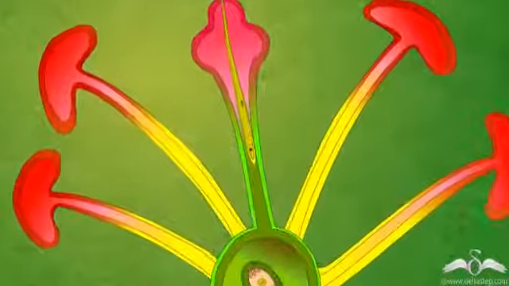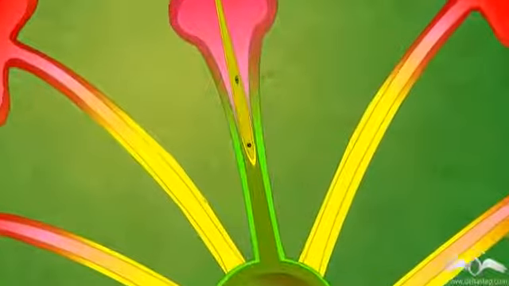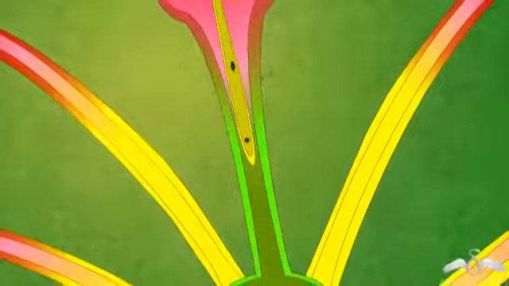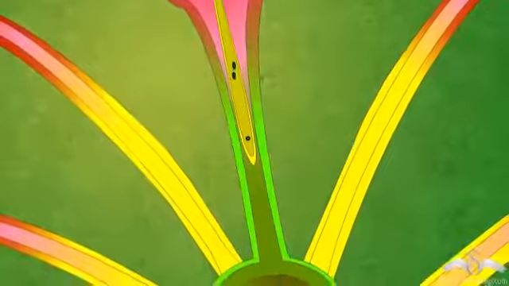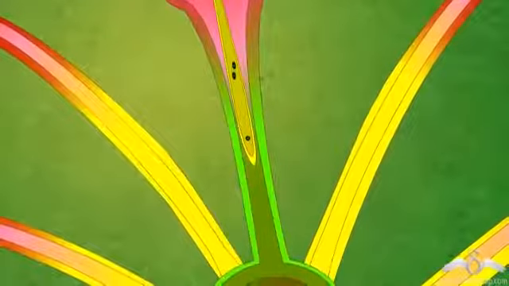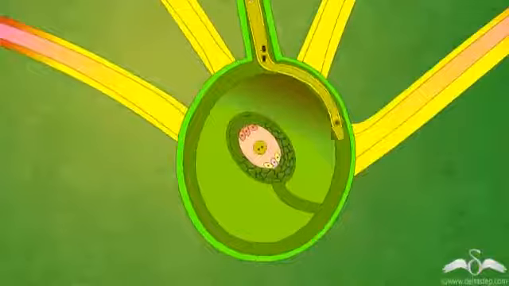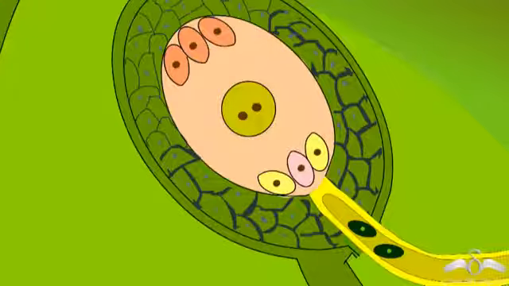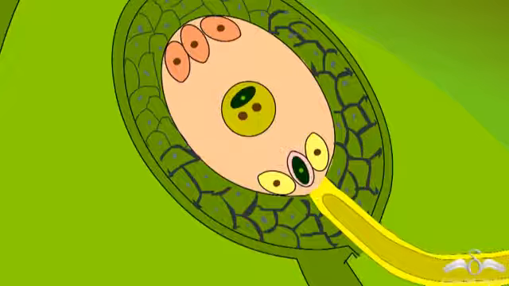In the tube formed by the pollen grain, the generative nucleus divides to form two male gametes. See, it divides to form two male gametes. Now, one male gamete fuses with the egg cell to form the future plant, and another male gamete fuses with the central cell to form the endosperm. And this process is known as double fertilization.